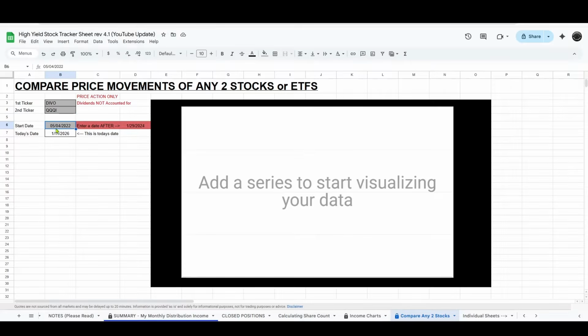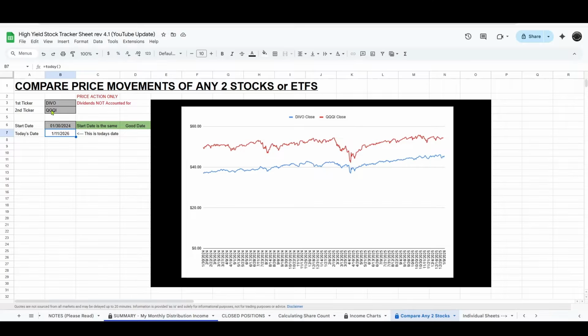So to do that, of course, if I enter in just this date of 1/29/2024, that's not after it, and therefore it still shows as bad, right? It still wants you to enter in a date after. So that's pretty simple. We just change it to 1/30 of 2024, and now the date is good. We now have a date that is within both of these open ETFs. And you can see there it is, comparing just the price movements of DIVO and QQQI. And it's just something to play around with.